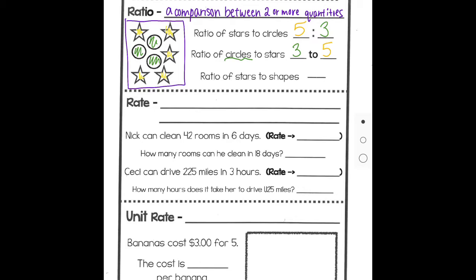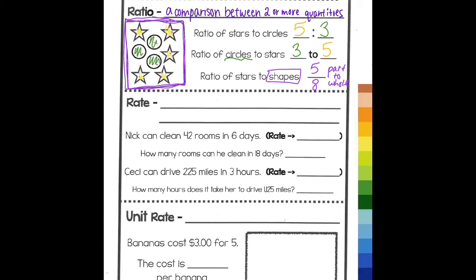And then finally, for the last one, they make it a little bit different. They say the ratio of the stars to all the shapes. So if we look at all the shapes over here, we've got 1, 2, 3, 4, 5, 6, 7, 8. So this is going to be a ratio of 5 to 8 because there's 5 stars out of 8 total shapes. And this is called a part to whole ratio because we counted the 5 stars that are part of this group of shapes, and it's 8 shapes in the whole group. So that's why it's called part to whole.